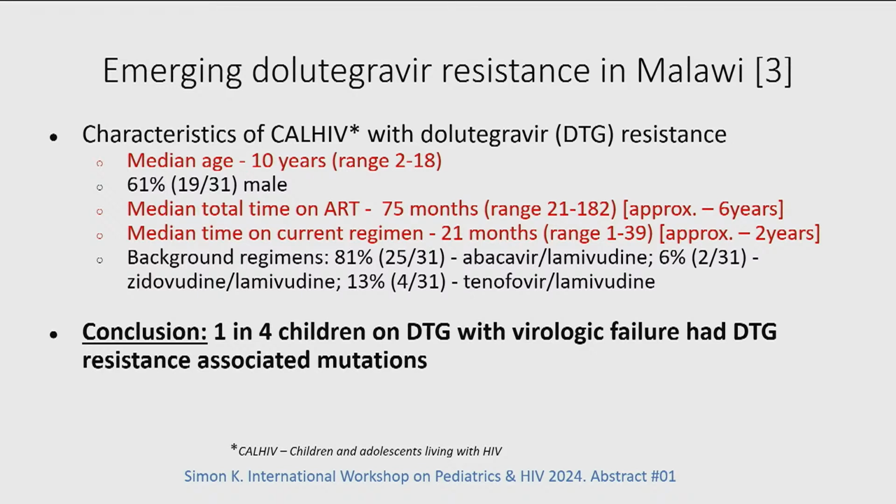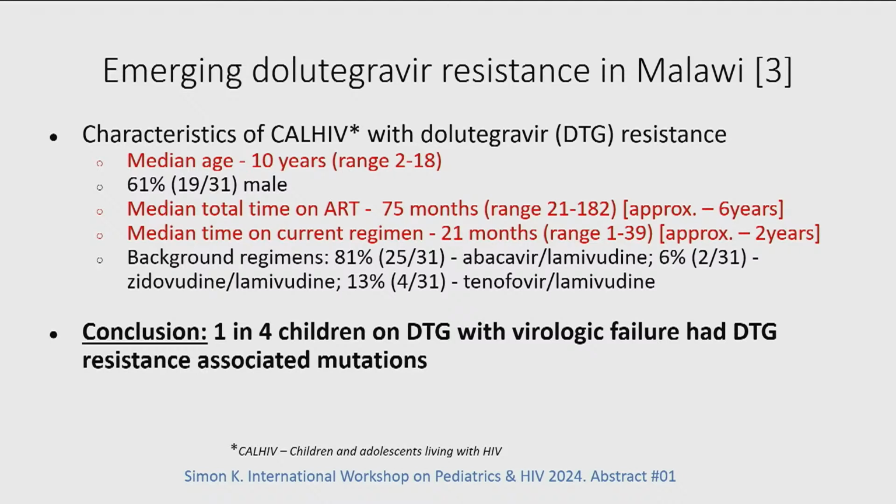But a little more about the children who had DTG resistance. Their median age was about 10 years, so they were really getting into adolescence. And 61% were male. Their median total time on ART was about 6 years, so they had probably gone through a number of regimens. But importantly, they had spent only about 2 years on DTG at the median. So that means they switched to DTG, but whatever challenges they had, they quickly failed on it. So that is of some concern.